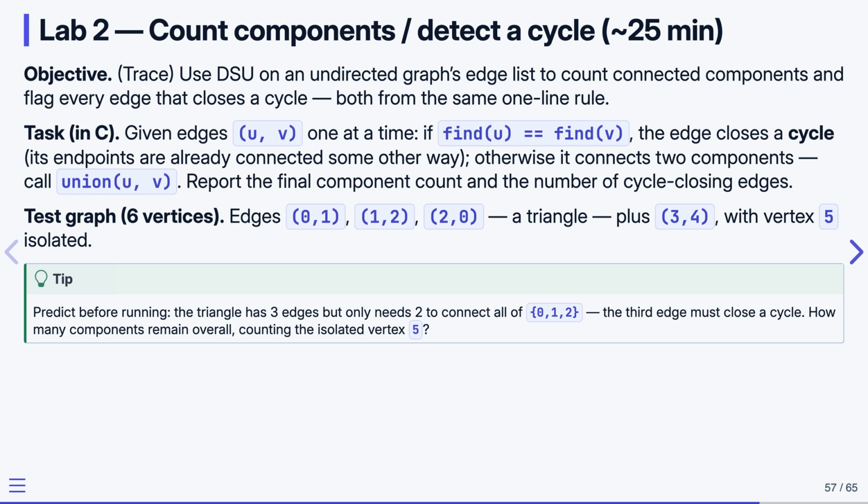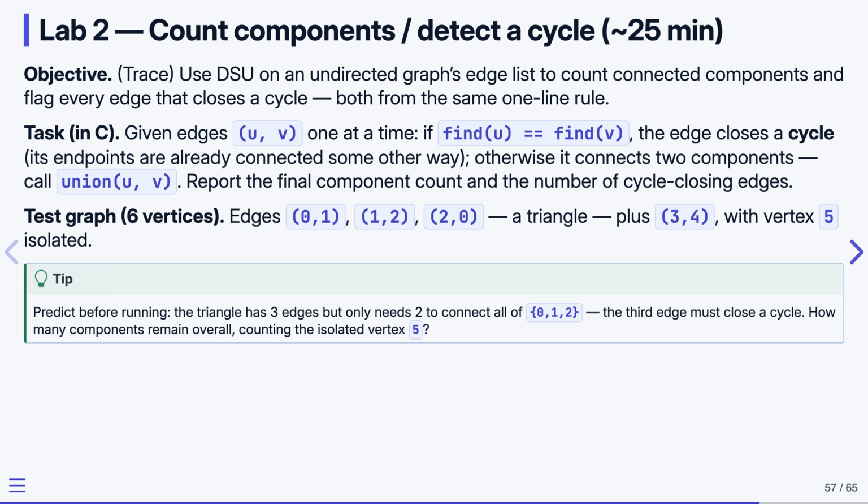Time for Lab 2. This one is about counting. Your objective is to use disjoint set union on a graph's edge list to do 2 things at once. Count the connected components and flag every edge that closes a cycle. Both come from one simple rule. Take the edges one at a time. If find of u is equal to find of v, the 2 ends are already connected, so this edge closes a cycle. Otherwise, it joins 2 components, so you call union of u and v.